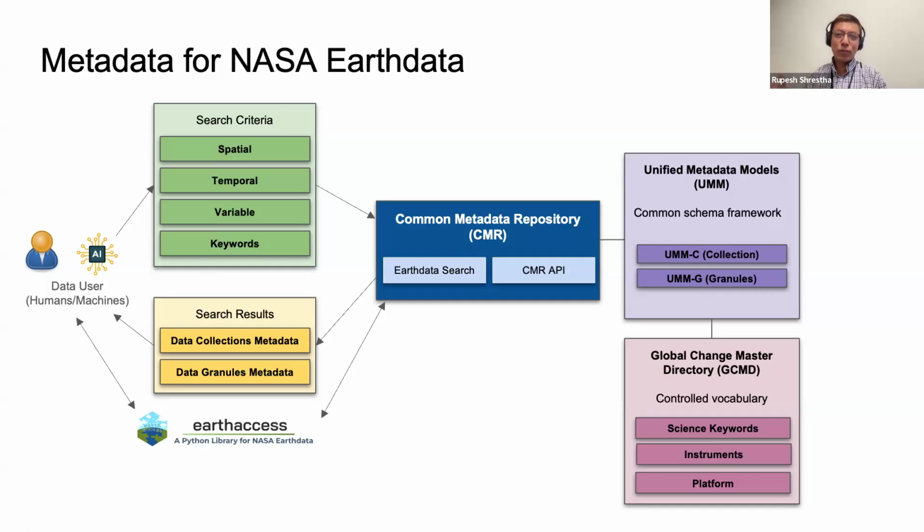So there are several schemas that NASA CMR supports, but two relevant here are one for the collection called UMM-C and one for the granule called UMM-G. And NASA also has developed its own controlled vocabulary called Global Change Master Directory, or GCMD, shown in the pink box here, which provides science keywords, data formats, instruments in a hierarchical structure format.